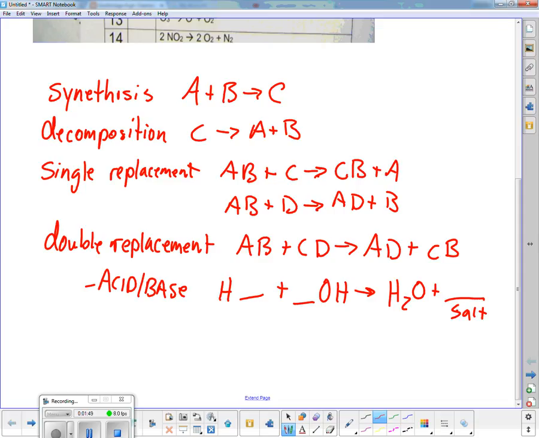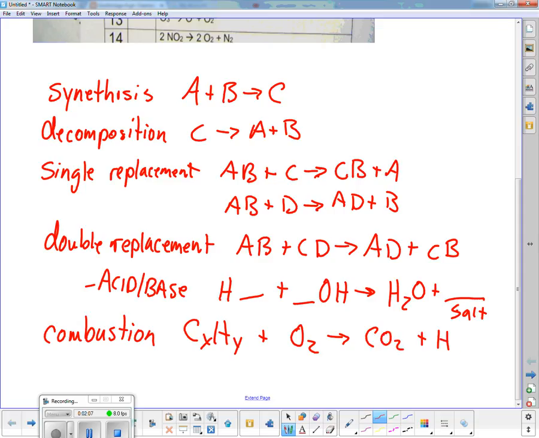And then we have combustion, which is some carbon compound, usually. Sometimes we use sulfur compounds or nitrogen compounds, plus oxygen, giving us CO2 plus water. Now this right here, CO2, can change if it's not a carbon compound. If it's a nitrogen compound, it will be a nitrogen oxide. If it's a sulfur compound, it will be a sulfur oxide. So these are what we're trying to identify.